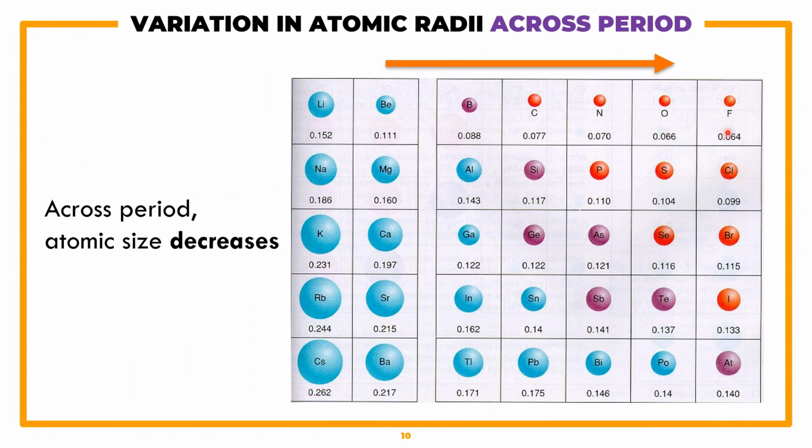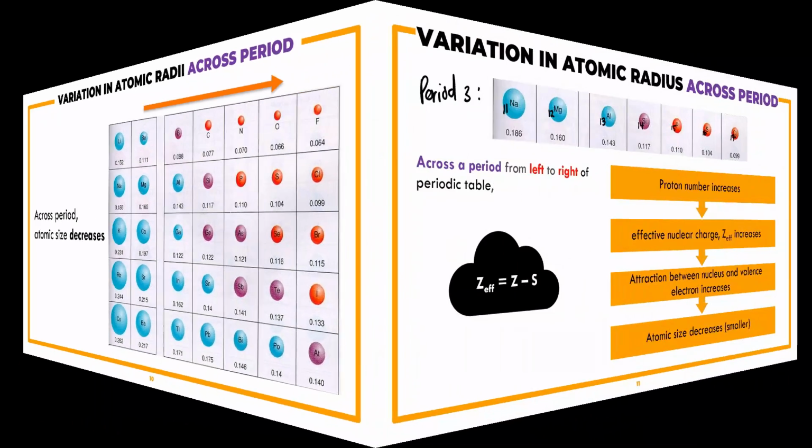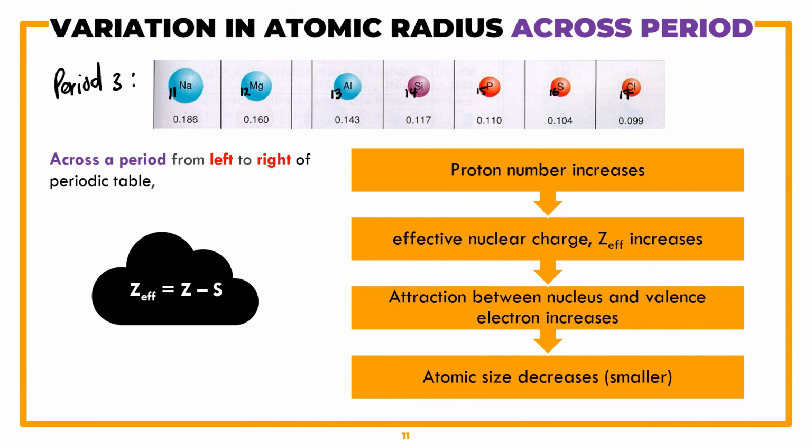Across the period, from left to right, atomic size will decrease. So you can see from the image as well, from sodium to chlorine, the size will decrease. So kenapa jadi macam ni? Let's see the explanation. These are the elements of period three. So as we go across the period, you can see that the atomic radius decreases. And we can see also the proton number increases from sodium to chlorine. What is the relationship between the proton number and atomic size?